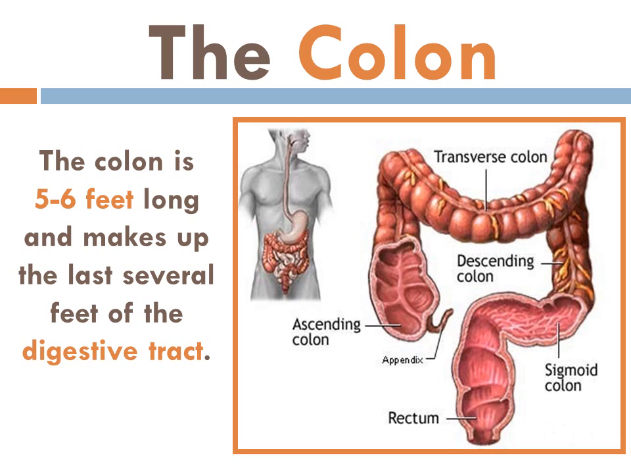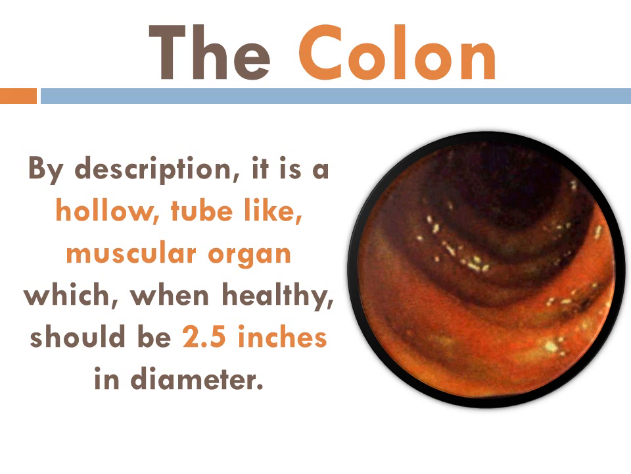The colon is 5 to 6 feet long and makes up the last several feet of the digestive tract. The length of everyone's colon is different, but as a general rule, your colon is as long as you are tall. Up the right side of the abdomen is the ascending colon. Across the top is the transverse. Down your left side is the descending colon, moves into the sigmoid colon, and then the rectum and the anus. By description, it is a hollow tube-like muscular organ which, when in a healthy condition, should be approximately 2 to 2.5 inches in diameter.